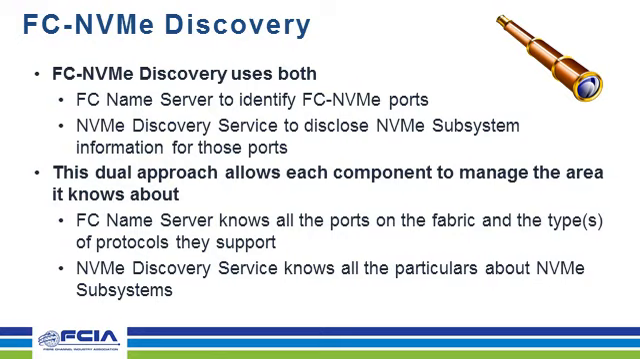Okay. Into FC NVMe discovery. For FC NVMe discovery, we take a dual layer approach. We use the Fibre Channel name server to identify the FC NVMe ports, and then we use the NVMe discovery service to disclose information about the subsystems on those ports. This dual approach allows each component to manage the area it knows the most about. The Fibre Channel name server knows everything about Fibre Channel and everything that's connected to the fabric. And the NVMe discovery service knows particulars about the subsystems.